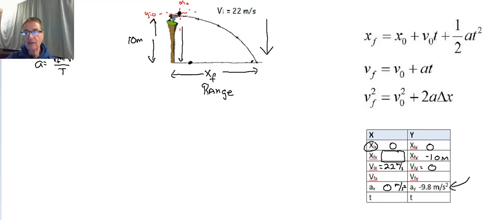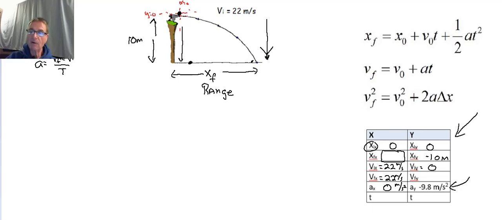Do I know the final velocity in the x direction? Well, if the acceleration is 0, then the final velocity is equal to the initial velocity. That's just 22 meters per second. Okay, so I know that. Do I know the final velocity in the y direction? No, I don't. I do not know what the velocity of the cannonball is going to be just before it hits the ground in that y dimension. So I can't fill that in yet. Okay, and then finally time. We don't know what the time is.